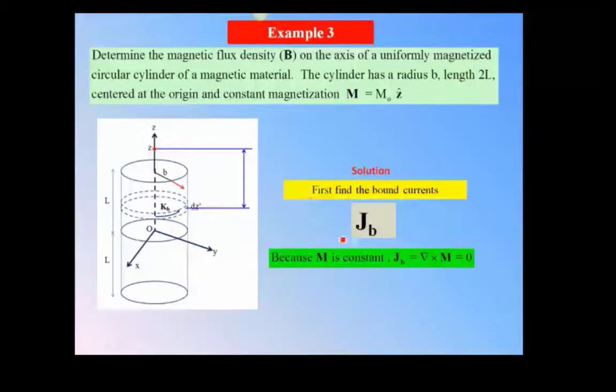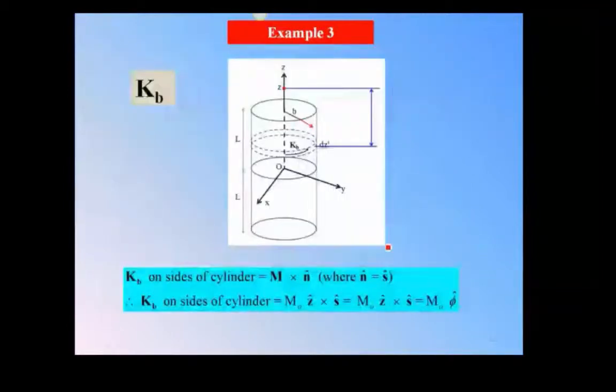Let's start with the bulk value. So we have M constant, so if we take the curl of a constant, we get 0. The bound current inside the material is 0. And of course I mean density, current density. Let's find the surface current density. To do that, we look at the sides of the cylinder, take M cross n hat.